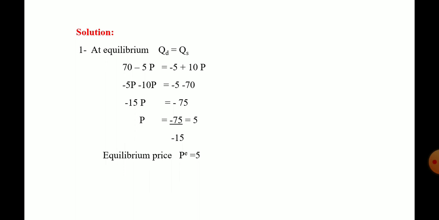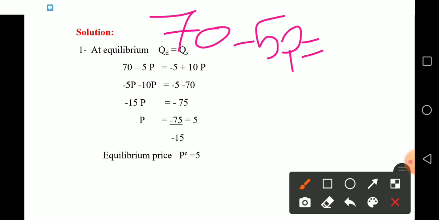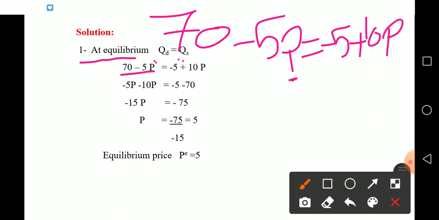At equilibrium, we know that the quantity demanded must be equal to the quantity supplied. Let's play math now. It's given that quantity demanded is 70 minus 5p, and the quantity supplied is negative 5 plus 10p, and we know that at the equilibrium point the two are equal to each other. Quantity supplied equals the quantity demanded. I want to get the value of p, because this is the equilibrium price, the first thing that he wants me to find.